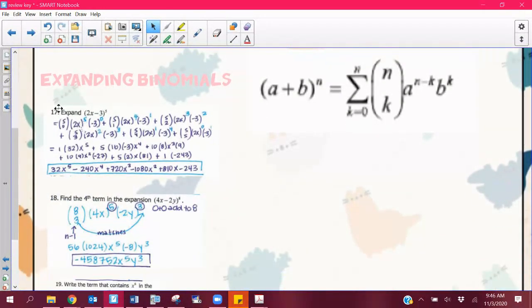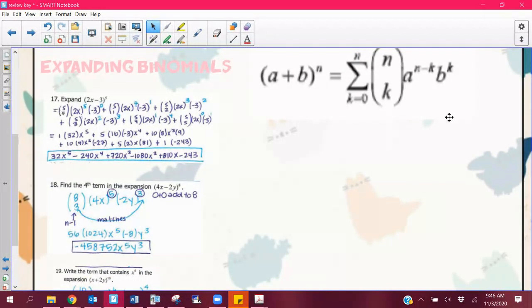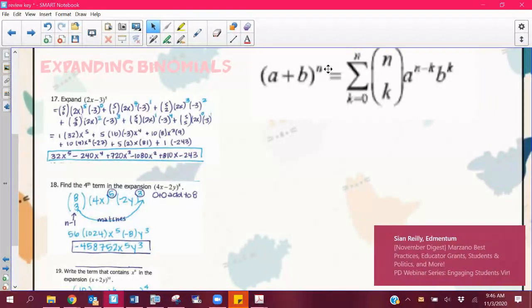Okay, the next thing is actually using the binomial theorem to expand binomials. Again, a binomial is just something like a plus b to the power of something.